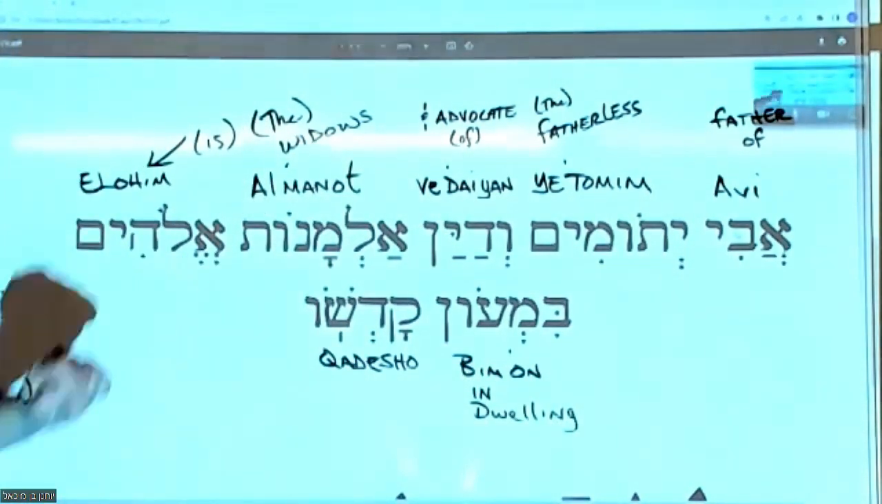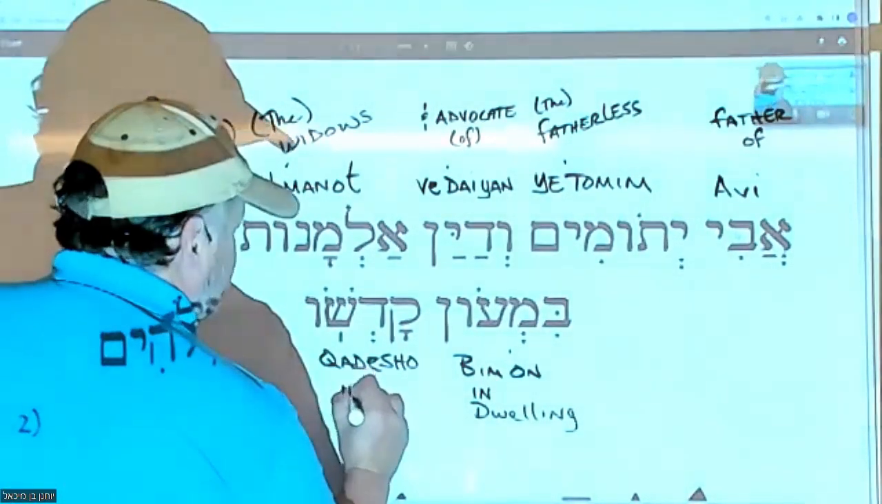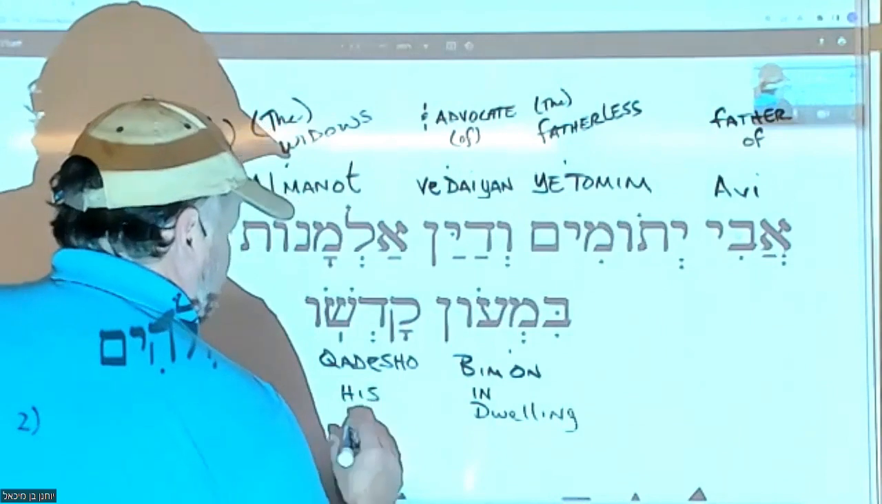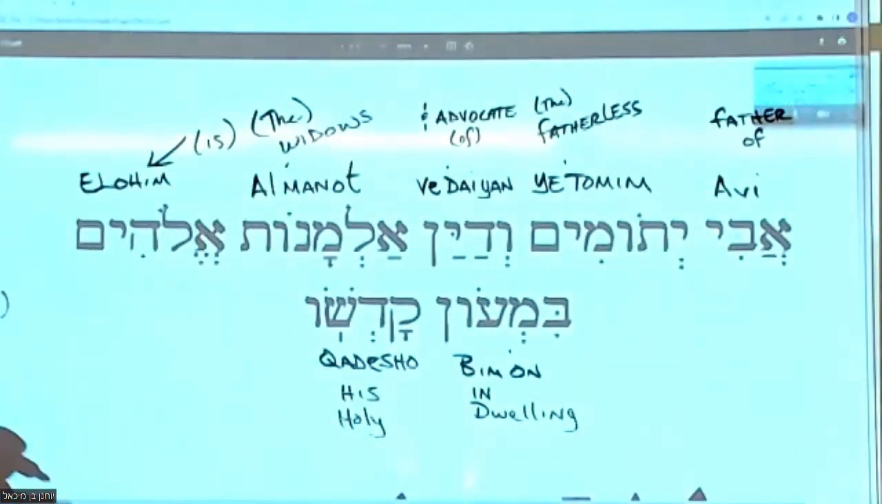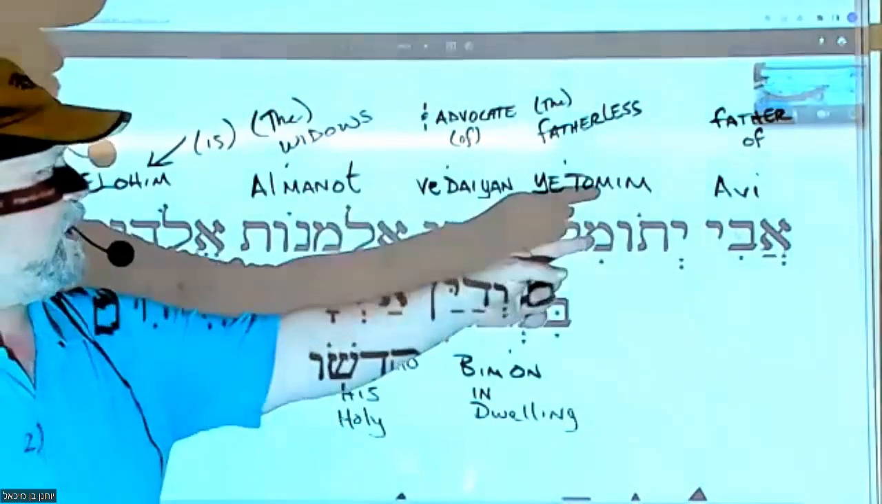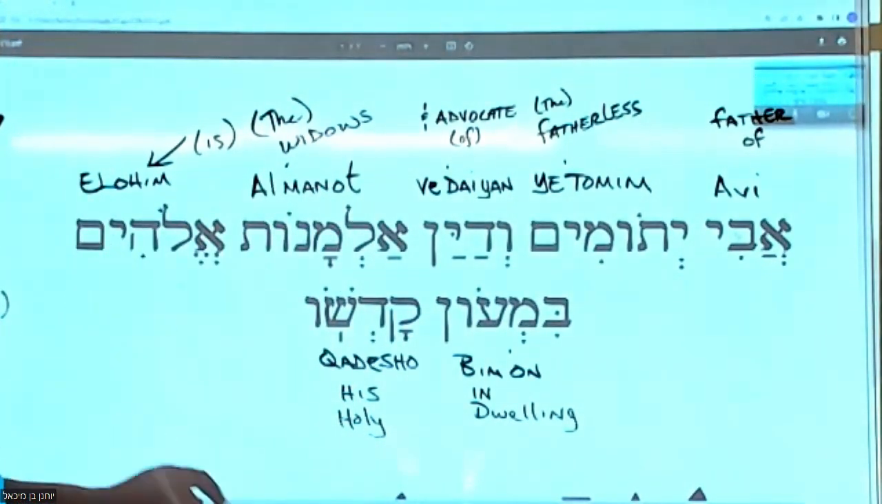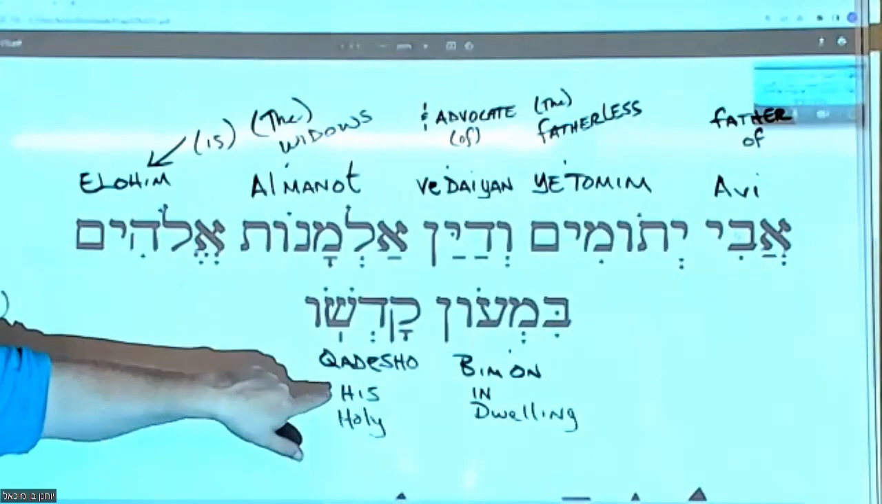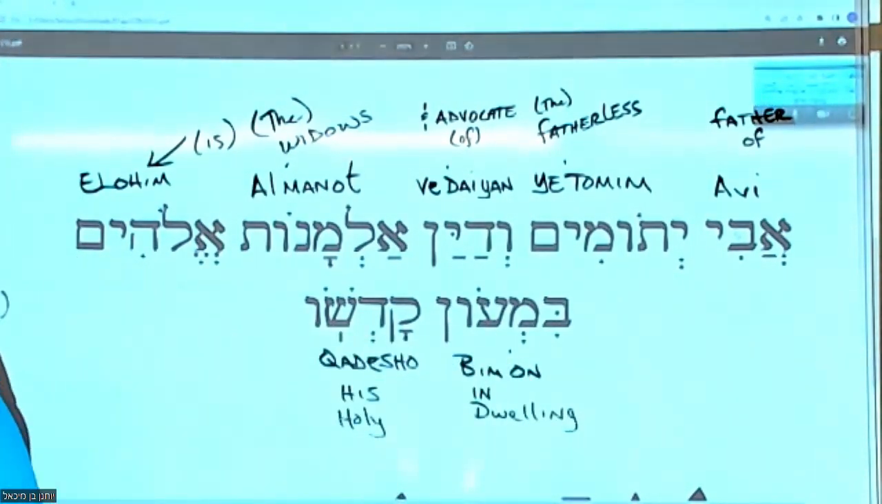And then what's the word kadesho? His holy, right? So we're going to have to do like we did last time, where we're going to have to bounce back and forth between the two words to get the full meaning. All right. So a father of the fatherless and an advocate of the widows is Elohim in his holy abode, in his holy dwelling place. Okay.